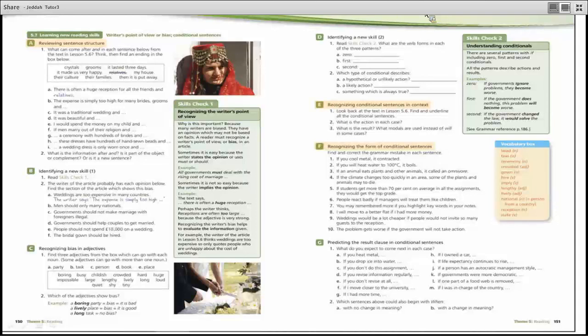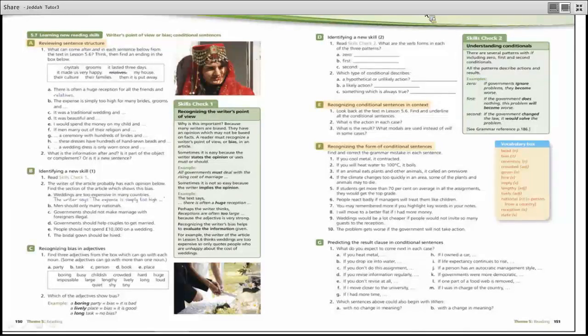And then the first conditional would be about the potential. I mean, the fact that something has potential in itself, or you have the ability and the time to do something. If the government does nothing, this problem will become worse. Again, if I study well, I will pass. And then you have the second conditional.